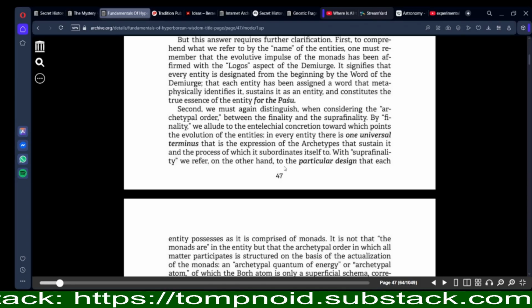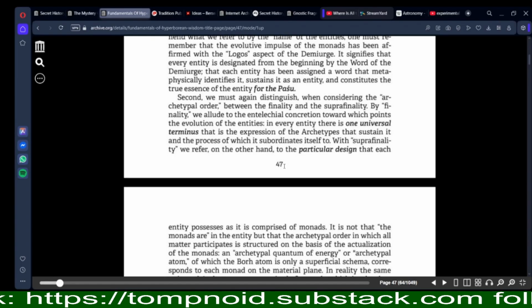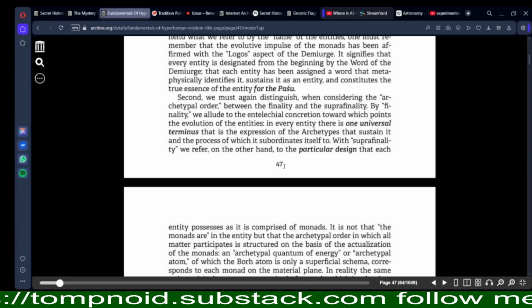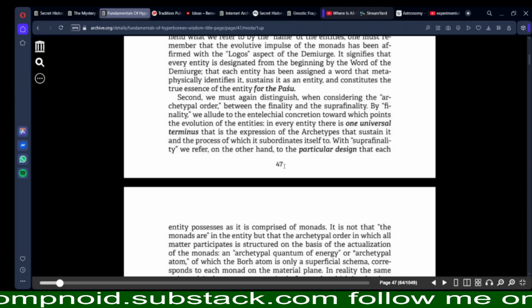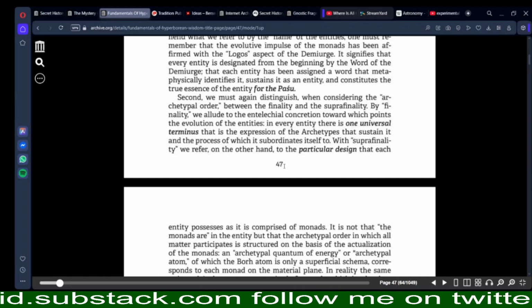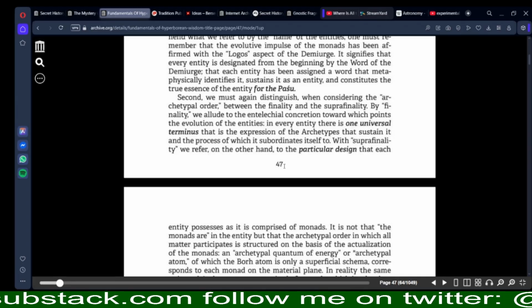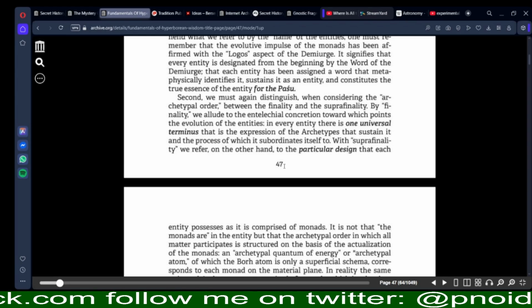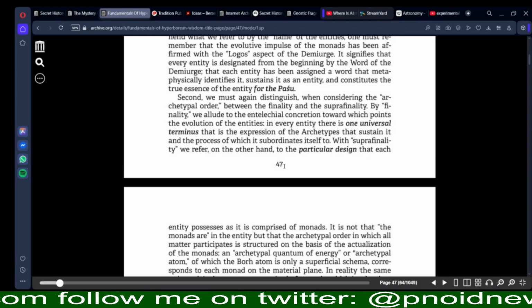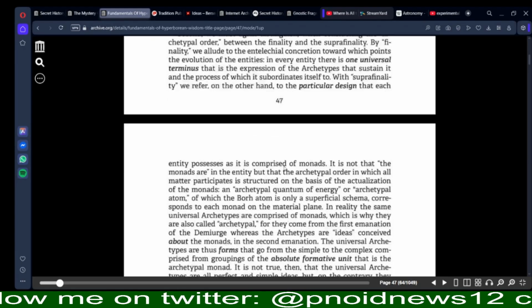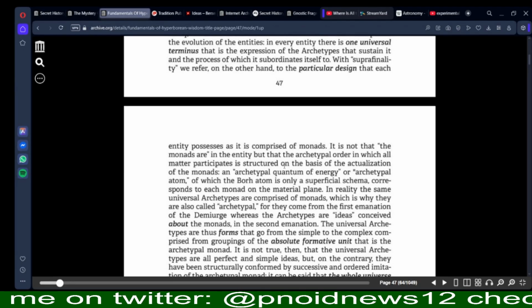By finality, we allude to the intellectual concretion toward which points the evolution of the entities. In every entity, there is one universal terminus that is the expression of the archetypes that sustain it, and the process of which it subordinates itself to. With the suprafinality, we refer, on the other hand, to the particular design that each entity possesses, as it is comprised of monads.